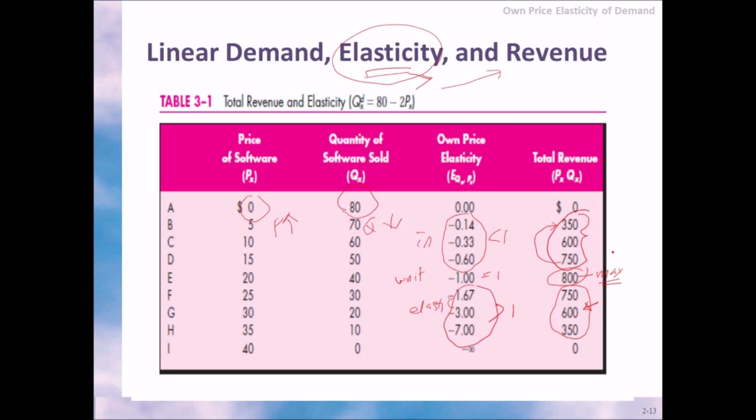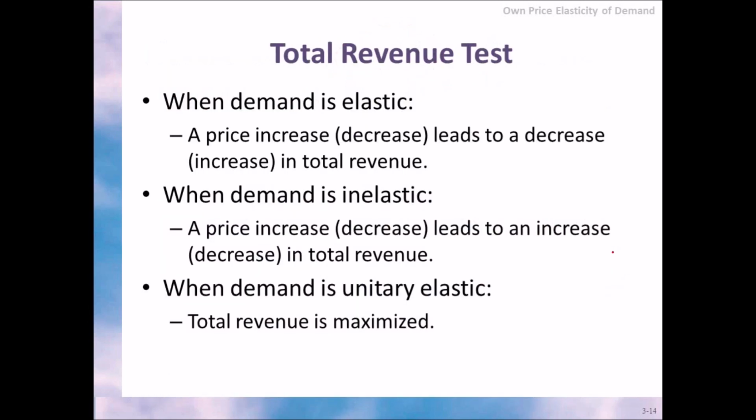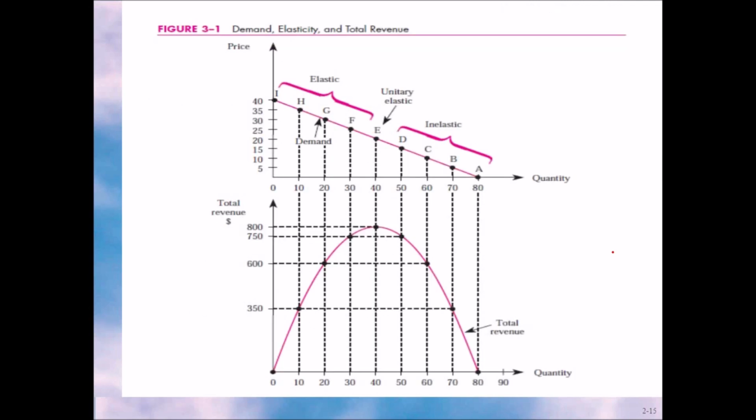So if we translate this table into a graph, this is basically what I explained just now. If we transform the table just now into a graph, this is how the relationship is. This is the total revenue curve. It increased and then it reached the maximum, the 800 just now in the table, right? And then it drops.